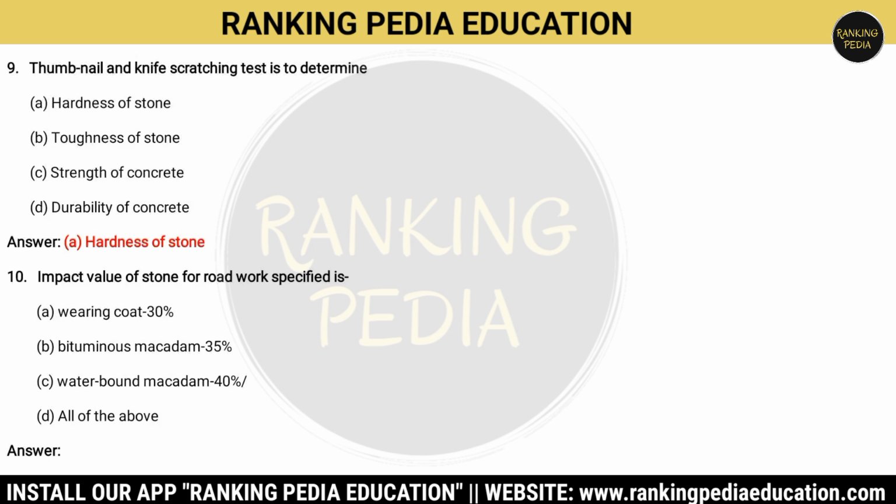Leaf scratching can also be used to determine the hardness of stone. Hardness is defined as the resistance to scratching and indentation. Option number A is correct, that is hardness of stone. Next question: the impact value of stone for road work specified is. Options are wearing coat 30%, bituminous macadam 35%, water-bound macadam 40%, or all of the above. So the impact value of stone for road work specified is all of the above. Option number D is correct.